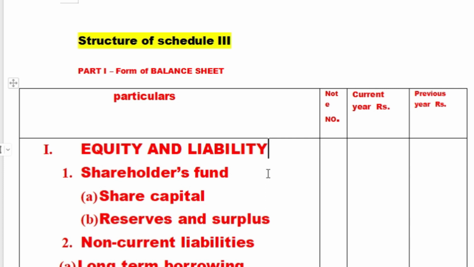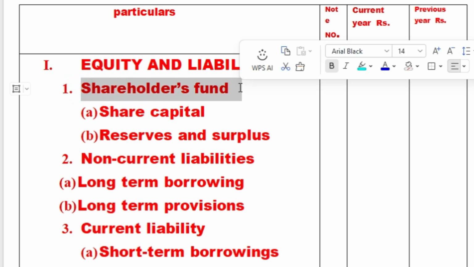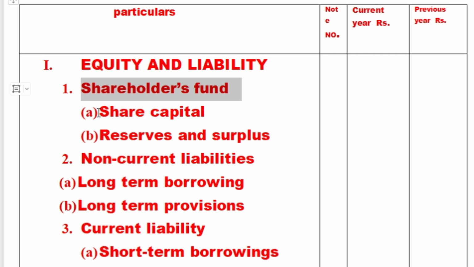Good morning, viewers. This is the balance sheet format prescribed under Companies Act 2013, Schedule 3, Part 1, Form of Balance Sheet. Companies, as a form of organization, present their balance sheet information, assets and liabilities, in this format. This is your equity and liabilities, and here it is called shareholders fund, which is called a major head.